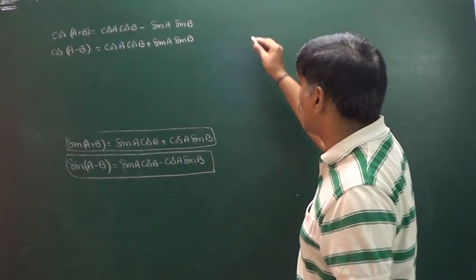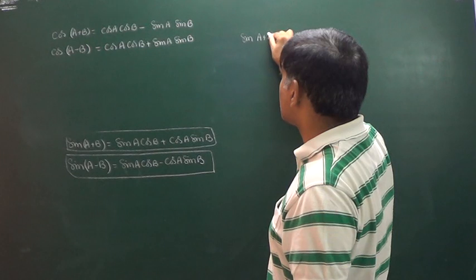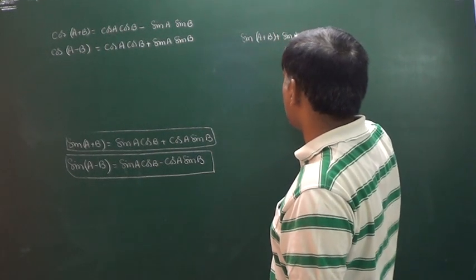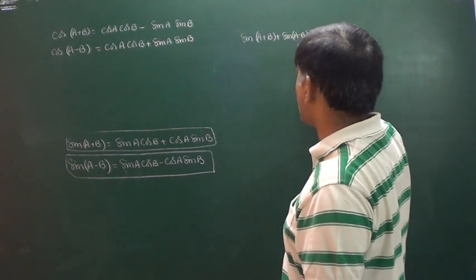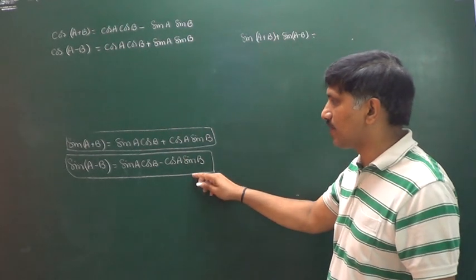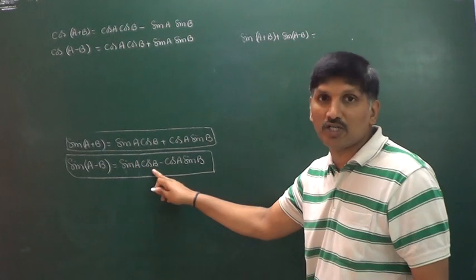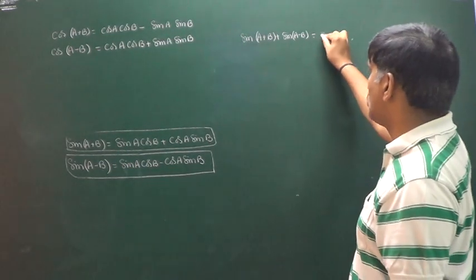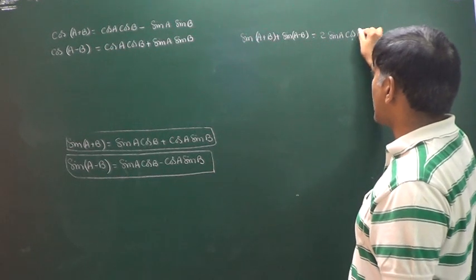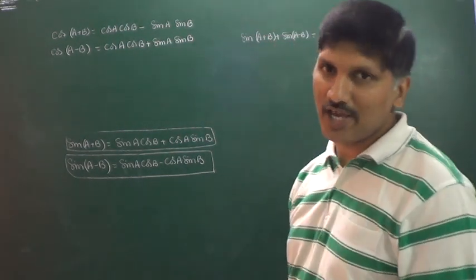Now the first one I am going to discuss is addition of these two formulas. That means sin A plus B plus sin A minus B. What will we get? Just add these two formulas. When we are adding these two formulas, these two terms cancel. We will get sin A cos B two times. That's why you will get 2 sin A cos B. Sin A plus B plus sin A minus B is equal to 2 sin A cos B.